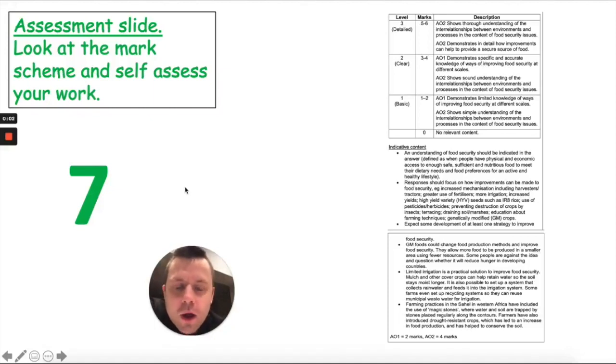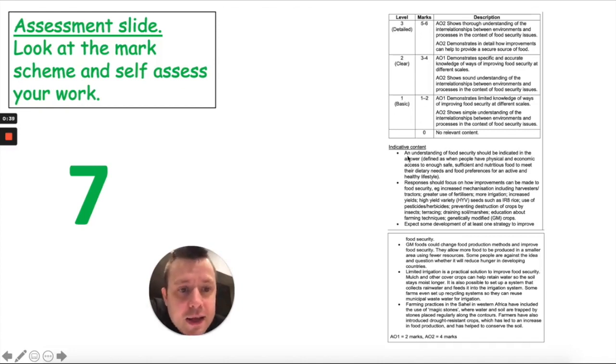Okay guys, so hopefully you've had a good go at that question and answer. 3 levels, okay, basic knowledge and understanding, clear, specific and accurate knowledge and understanding, all the way up to level 3, which is thorough and detailed understanding. Now, question is talking about food security. It might be worth in your first sentence defining food security. Say to the examiner, bang, I know exactly what I'm talking about, I'm going to tell you about it.